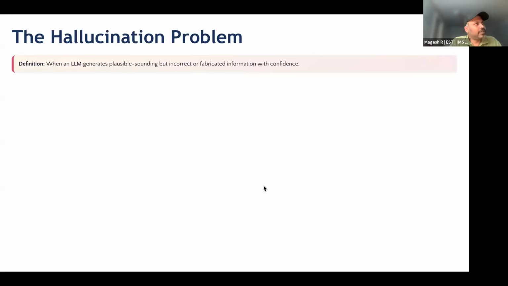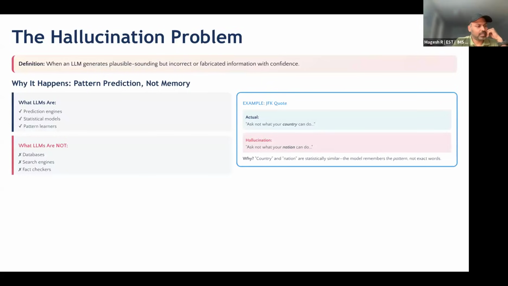Because it is always a pattern matching system, an LLM has a very high probability of giving something that will look right, but it's not correct. And sometimes it fabricates information with a high degree of confidence. I think that's a challenge, and that's what we typically call the hallucination problem.